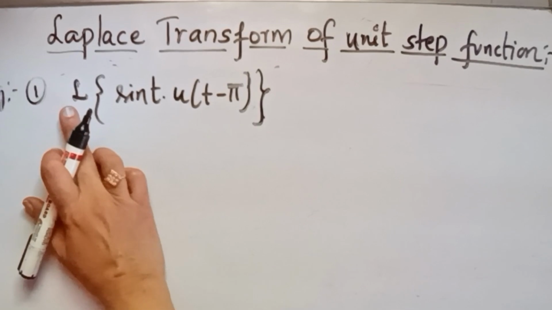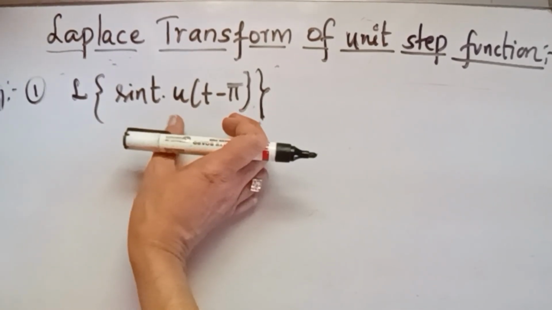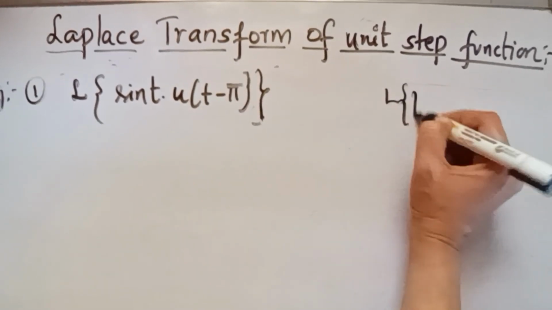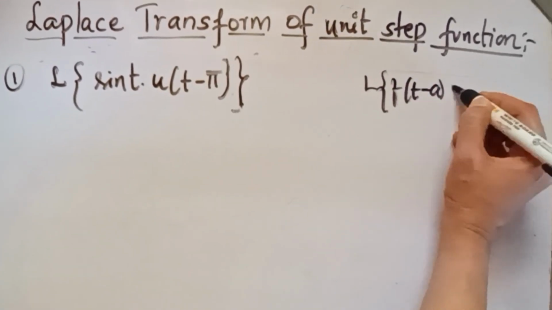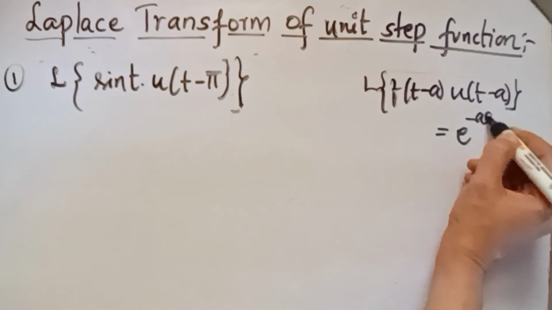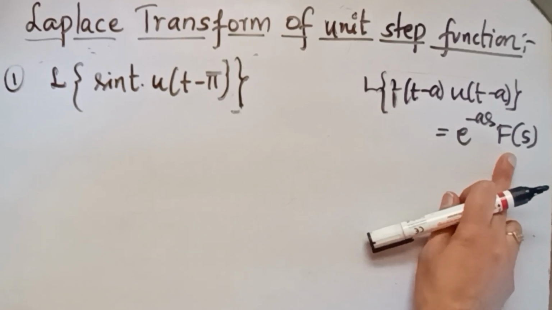You have to find the Laplace transform of sin t into u of t minus pi. So there is u of t minus pi, so there is a step function. What is the formula to find the Laplace transform of f of t minus a into u of t minus a? It is equal to e power minus as into F of s, where F of s is the Laplace transform of f of t.